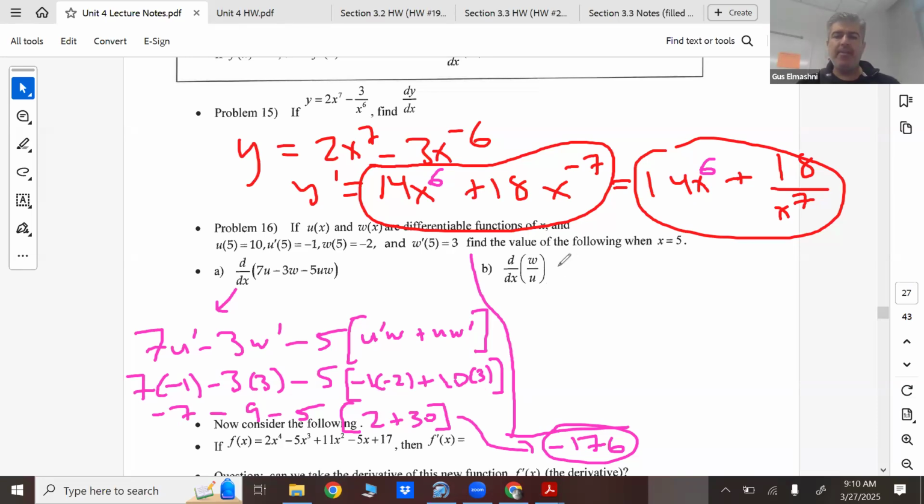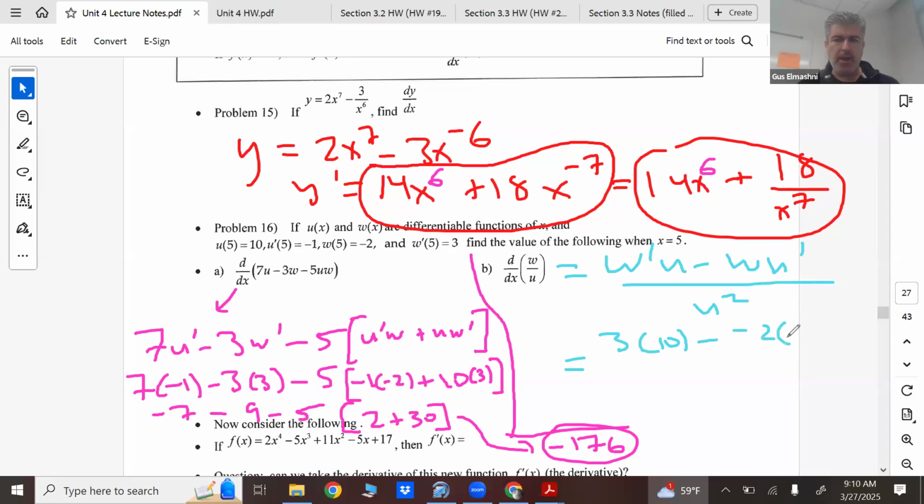Okay, last one, and then we'll do the quiz. This will be W prime U minus W U prime over U squared. What's W prime? That's 3. What's U straight up? That's 10. What's W straight up? That's -2. U prime is -1. U squared, that's 10 squared. That's 30. Ooh, lots of negatives, but still -2.